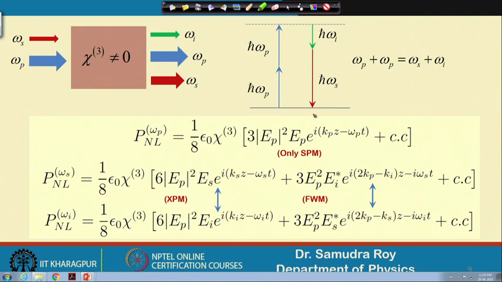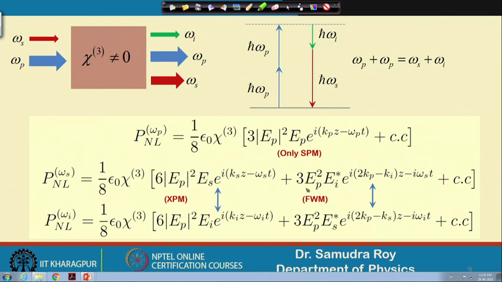Once I express the self phase modulation term in this way, for the other two cases, which are the small signal omega s and the generated idler, I will have 1 by 8 epsilon 0 chi 3 as usual, and inside that we have two terms. One is the cross phase modulation and another is the 4-wave mixing. This 4-wave mixing term we have discussed earlier several times, so I am not going to discuss this again.